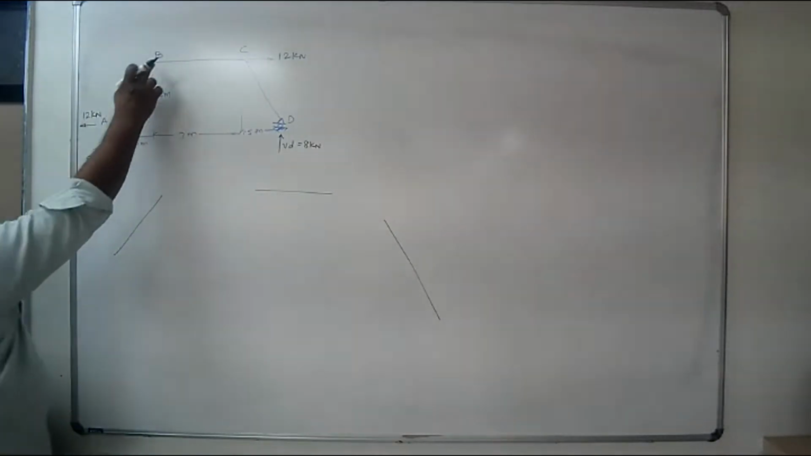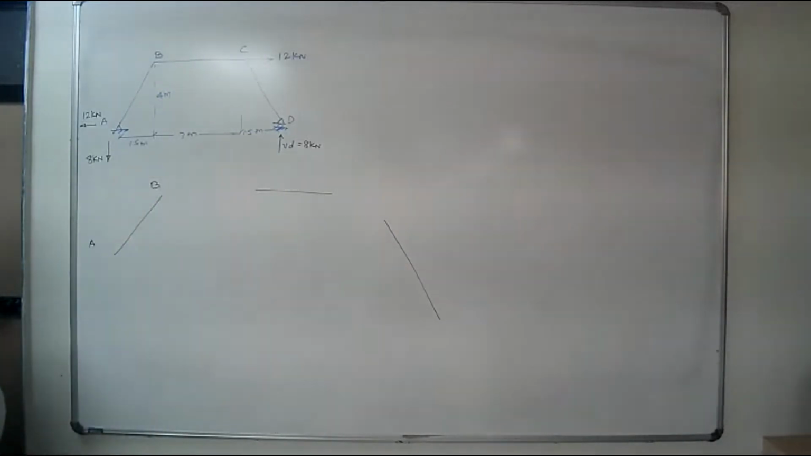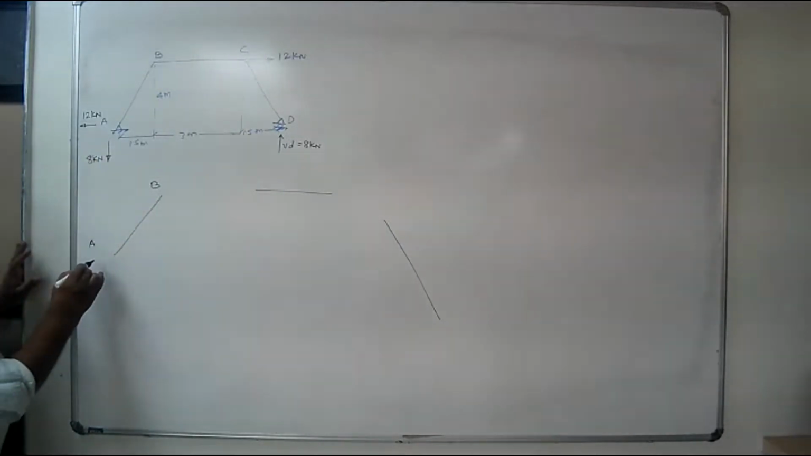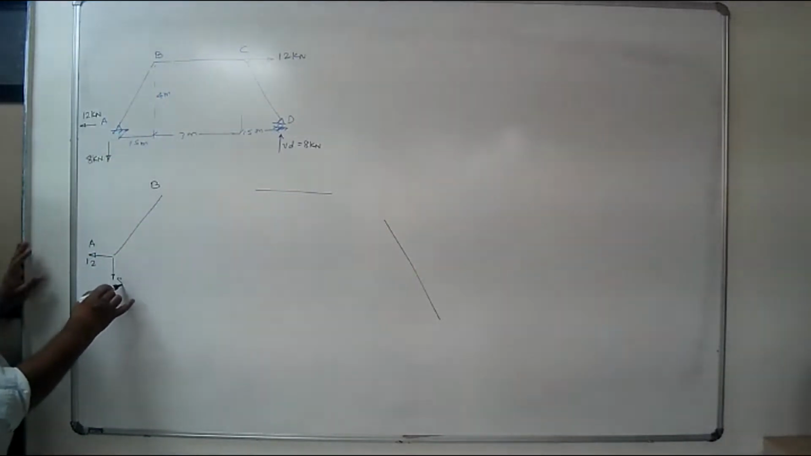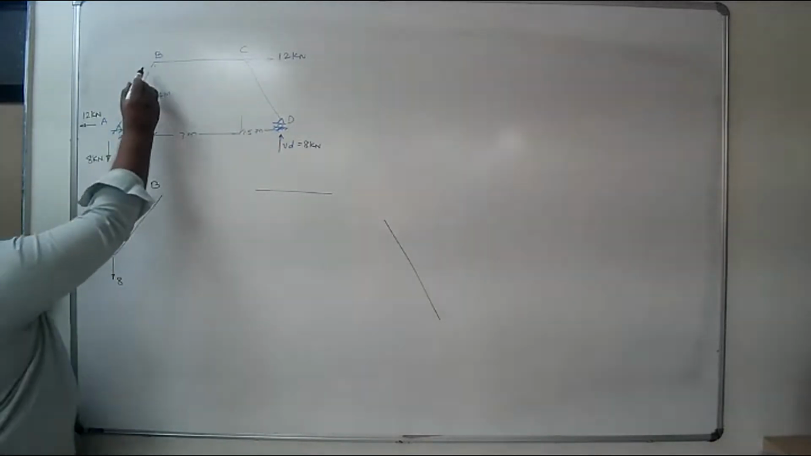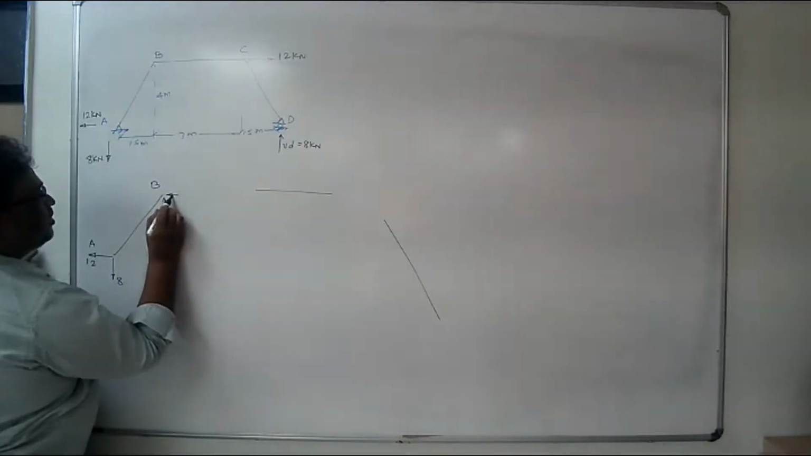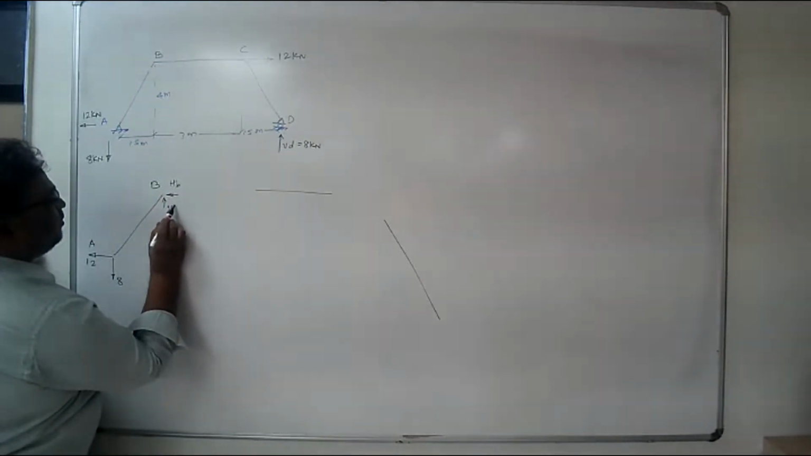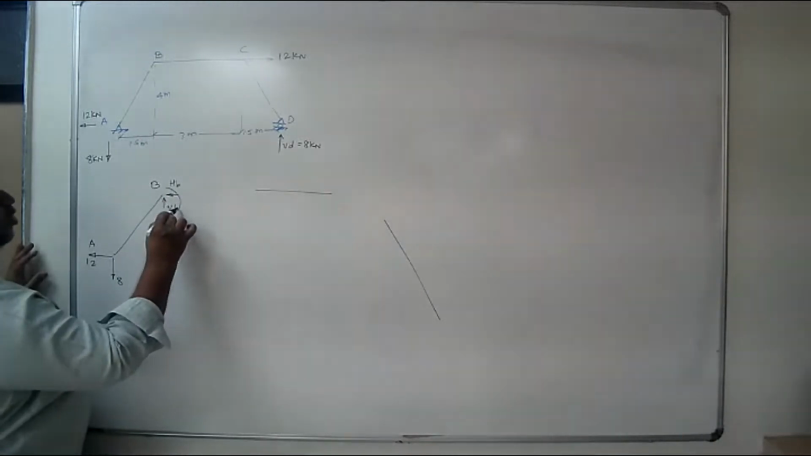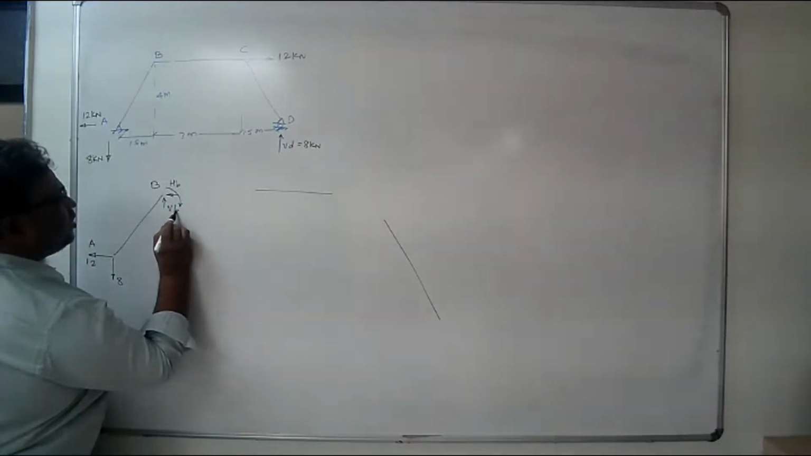Say this is member AB. A, B. What is the force acting here? 12 left. What is the force acting here vertical? 8 down. What about here? Say I assume up and left. Suppose, say this is HB, this is VB. Suppose I assume clockwise MB. Whichever comes out negative, we will keep on changing.